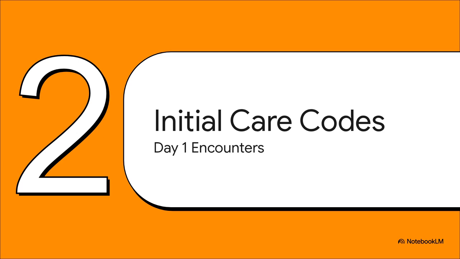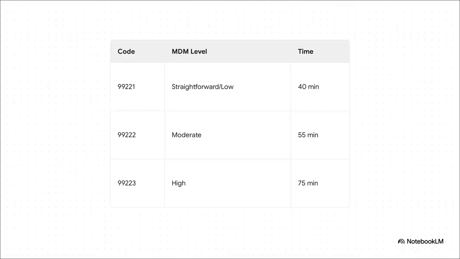Moving right along to Section 2, the initial care code breakdown. Okay, let's dive into this. It's day one. The codes 99221, 99222, and 99223 are reported exactly once per admission by the admitting physician. And you've basically got two ways to select your code: medical decision-making, or MDM, and total time.